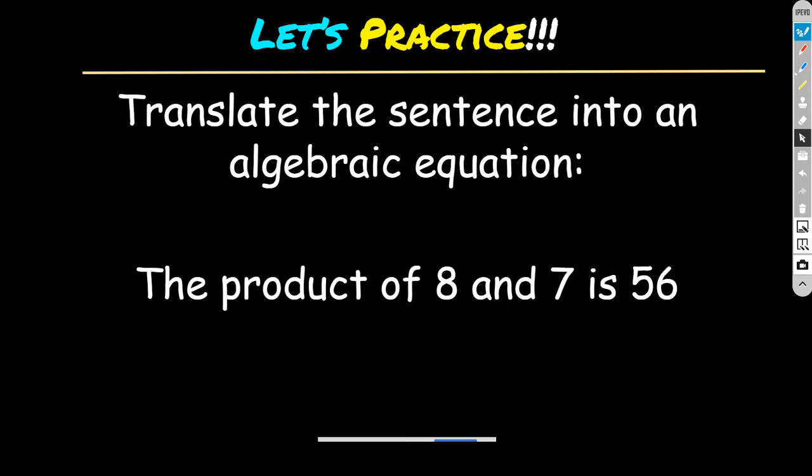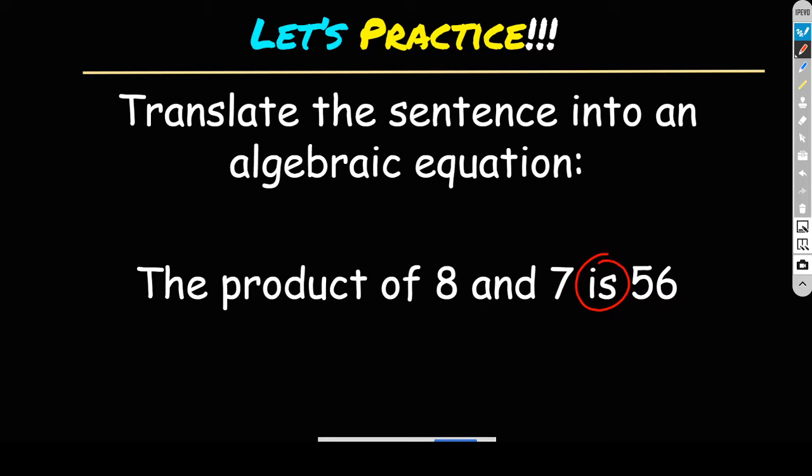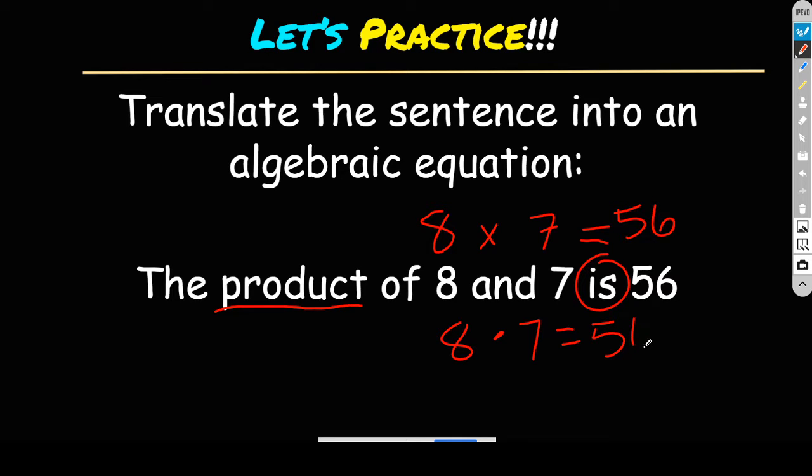Translate the sentence into an algebraic equation. The product of 8 and 7 is 56. Again, we have this word is, so we know that's going to be the same thing as equal. And we have 8 and 7. But what do we do with the 8 and 7? It asks us for the product. Which operation deals with product? Hope you're saying multiplication, because the answer to a multiplication problem we call the product. So that should equal 56. There's our equation: 8 times 7 is equal to 56.